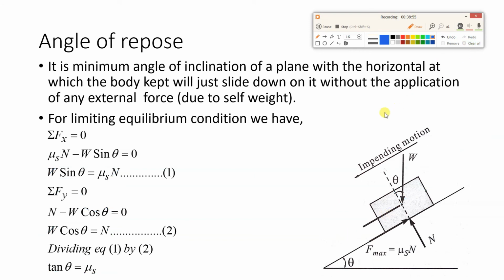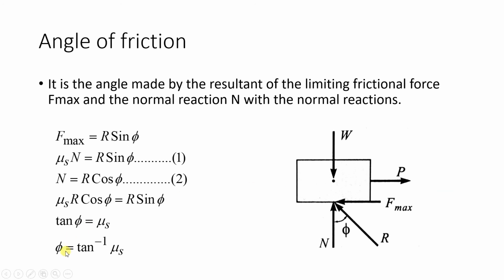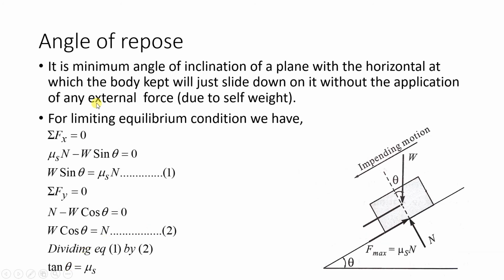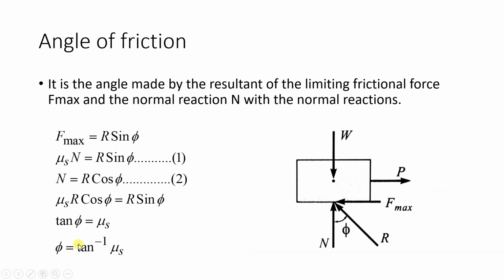Now if you see the previous slide, here is the angle of friction. What is angle of friction? The angle between the resultant of the frictional force F max and normal reaction, and the normal reaction. This angle is the angle of friction, that is tan inverse mu s. And the angle of repose, which is theta, is also tan inverse mu s, but this is at the limiting condition of friction, when frictional force is maximum. At that condition you can see theta is equal to phi.